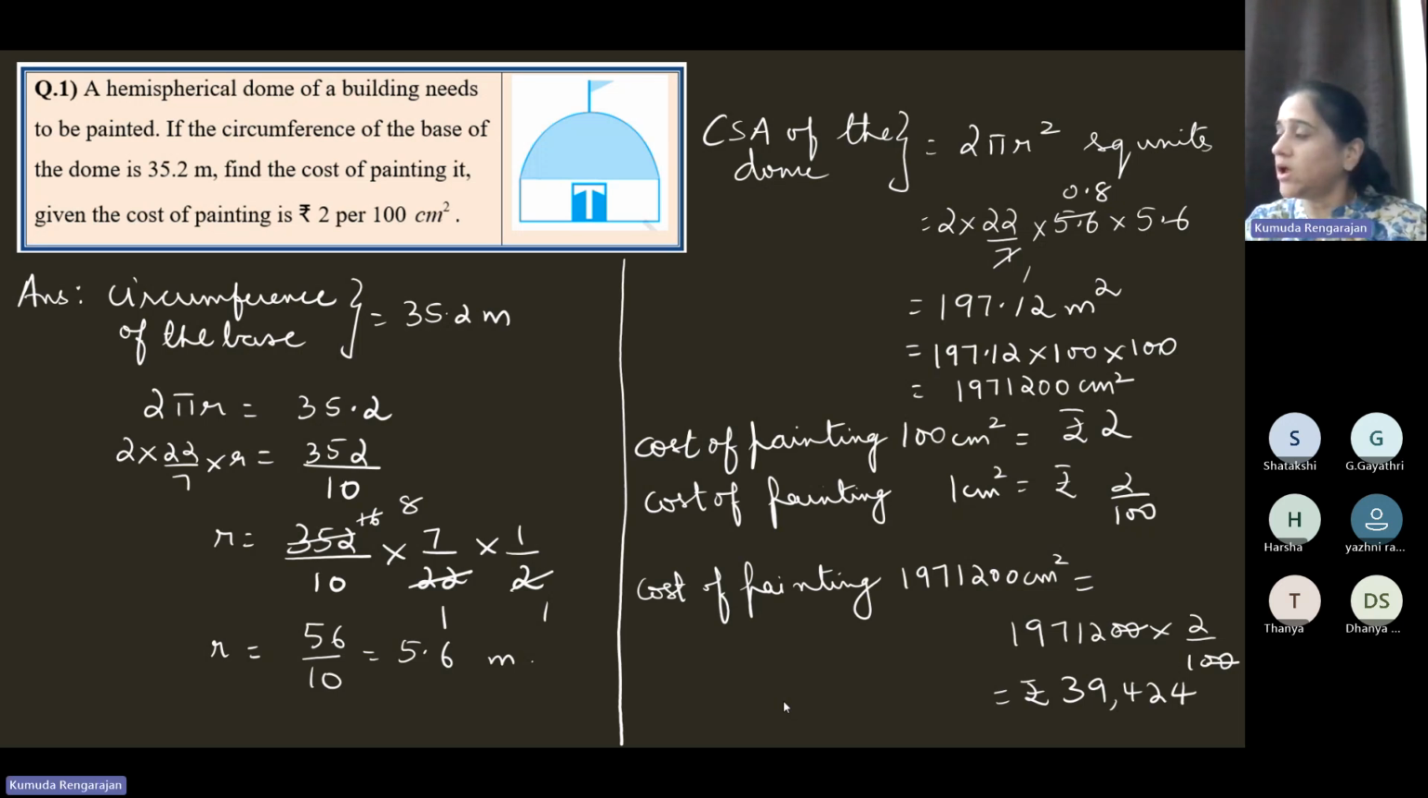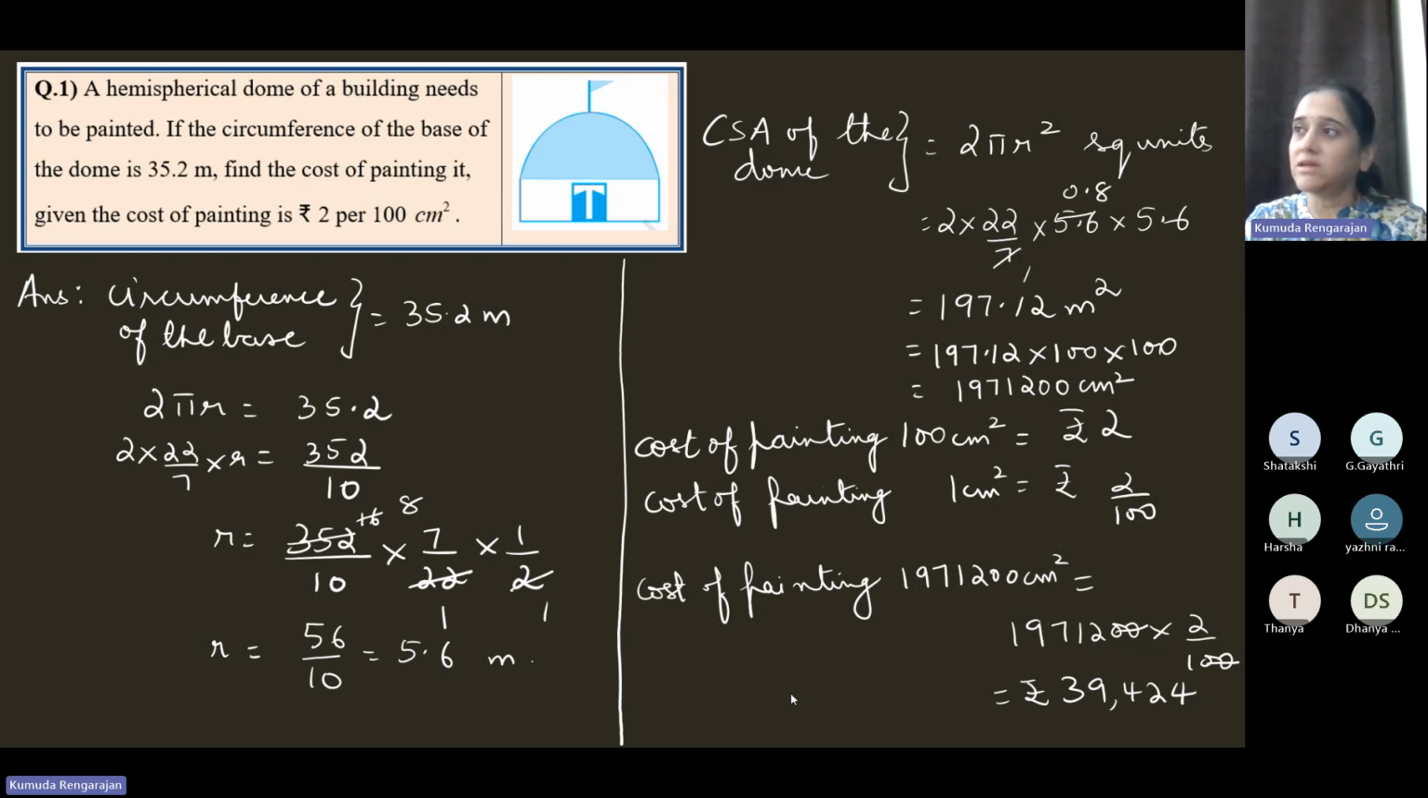So you need to find out how many centimeter square has to be painted. For 100 centimeter square, it is 2 rupees. So how much centimeter square is present in the dome? Which means we'll have to find the curved surface area of the dome, which is 2 pi r square, right? Now you need to substitute the value of r. But is r given to us in the question? No. It's not given directly.